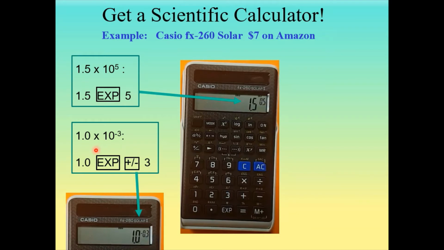Another example here, if you wanted to enter the number 1 times 10 to the minus 3, you would enter, again, 1.0, press the EXP button again, this button down here, and then you would hit this plus minus button right here. This puts in a minus sign. You can see it in front of the 3, and then you enter the 3, which is the power. So you can see here it's 1.0 times 10 to the negative third power.